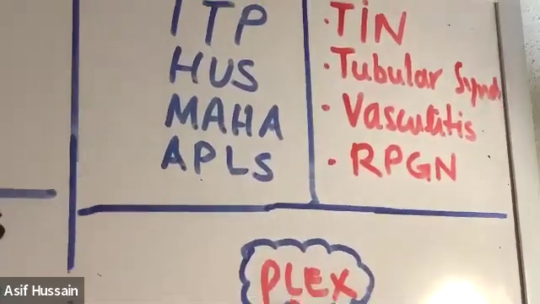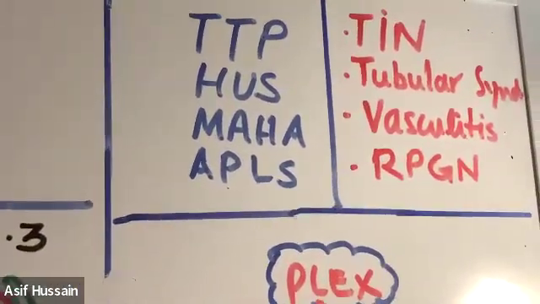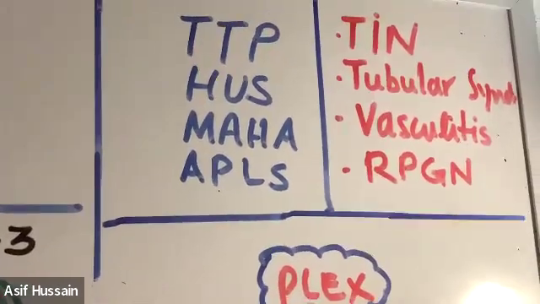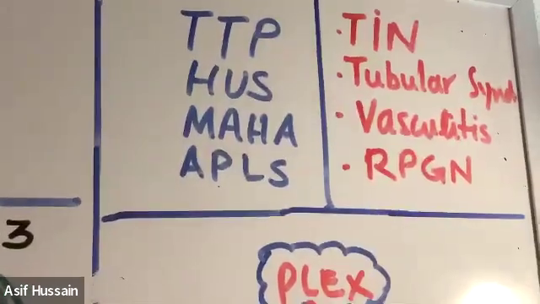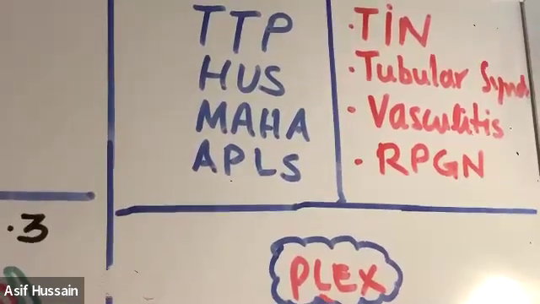Okay. So SLE is not only glomerulonephritis. Most of the time it involves the glomerulus, but these tubular disorders can be there along with the glomerulonephritis, or it can be in isolation. Okay.